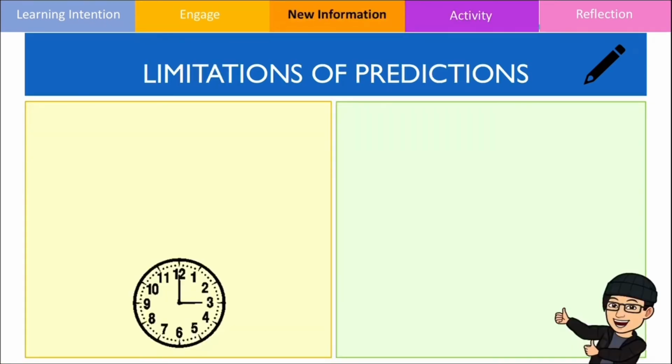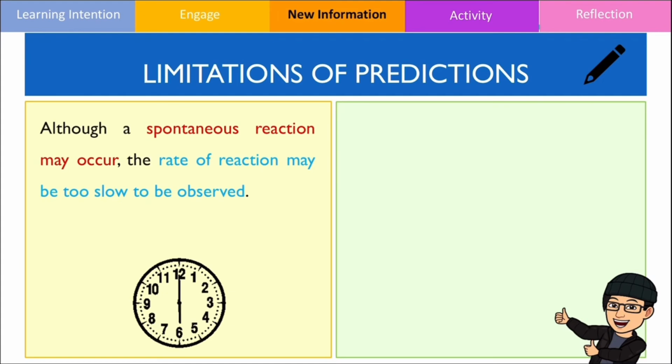Before I end this video, I want to talk about the reliability of our predictions and when our predictions may not be accurate. Firstly, although we may expect a spontaneous redox reaction to occur when the overall cell potential is positive, we may not be able to observe this reaction at all because the rate of reaction might be extremely slow. Hence, it may appear that no reaction is actually taking place. Please do not assume that the word spontaneous means that the reaction is fast.